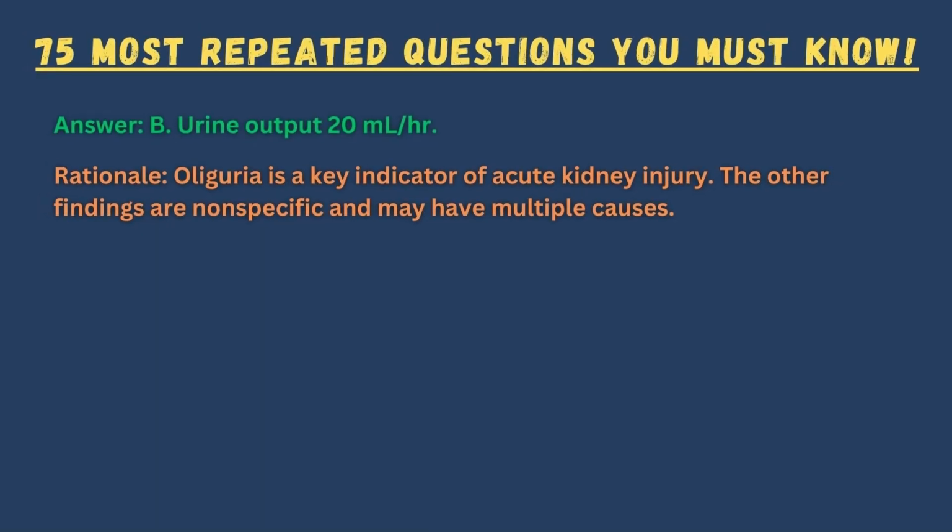Answer. B. Urine output 20 milliliters per hour. Rationale. Oliguria is a key indicator of acute kidney injury. The other findings are nonspecific and may have multiple causes.